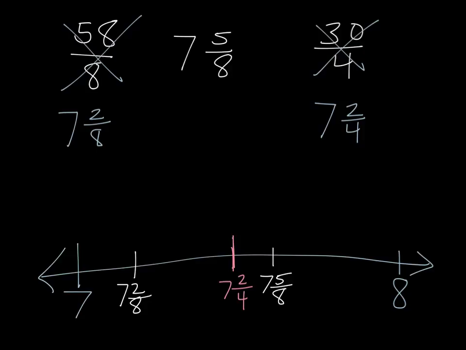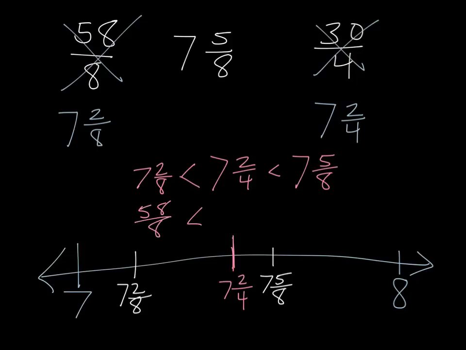So now I can write these in order. I can say 7 2/8 is less than 7 2/4, which is less than 7 5/8. Or if we wanted to use our improper fractions, I would just have to replace the 7 2/8 with 58/8. So 58/8 is less than 30/4, which is less than 7 5/8.